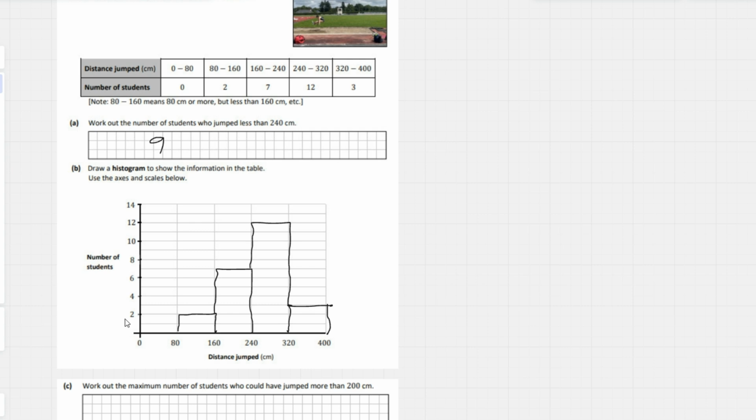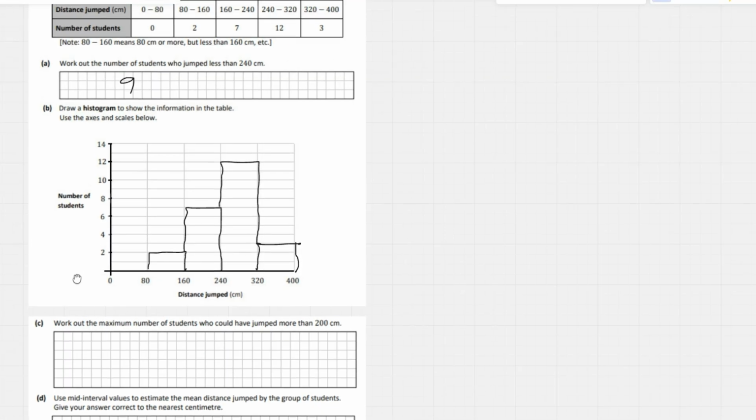So from 0 to 80, which is this here, we've drawn it to a distance of 0. So what we're pretty much saying is 0 students jumped between 0 and 80 centimeters. Then 2 between 80 and 160, so we draw a rectangle like that. Then 7 between 160 and 240, 12 between 240 and 320, and finally 3 between 320 and 400. So this is our histogram representing the data in this table.